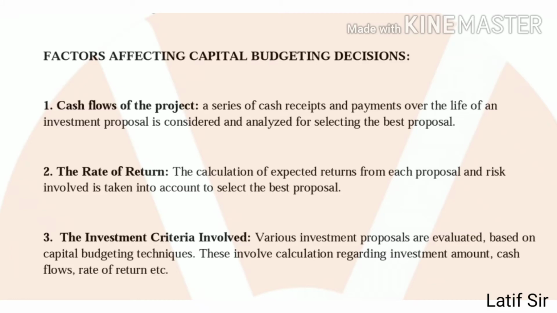Now, factors affecting long-term or capital budgeting decisions. What factors will you keep in mind while making a long-term financial decision? Number one is the cash flow of the project. Cash flow here means how much cash receipts and payments will be coming in and going out due to the investment in that asset. That has to be kept in mind.